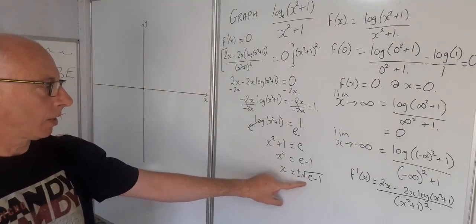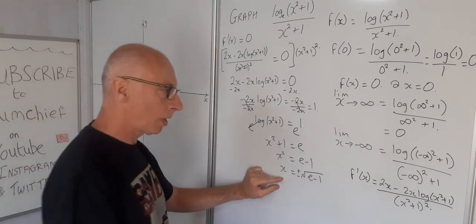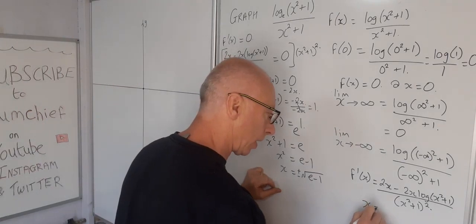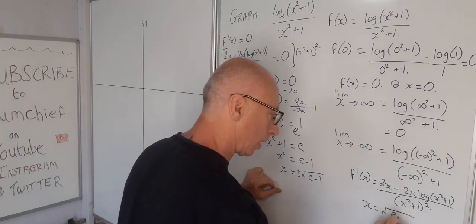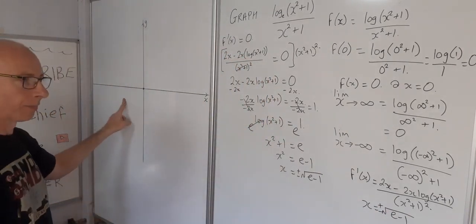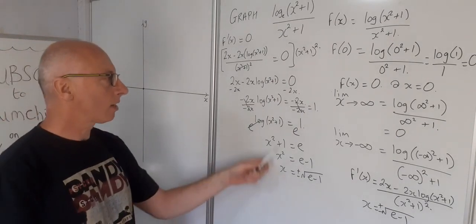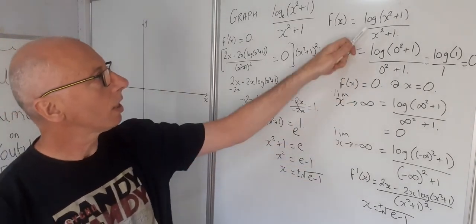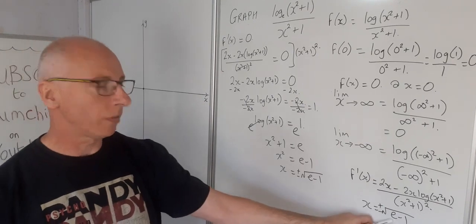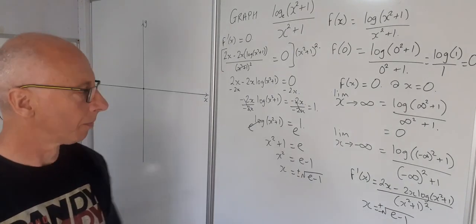So that's the value of our turning point when x equals the square root of e minus 1. So x equals the square root of e minus 1, and there's one on the positive and negative side of the x-axis. Okay, right, let's take this off the board and plug this into our function and see what the value of our point on the y-axis is for these two values.